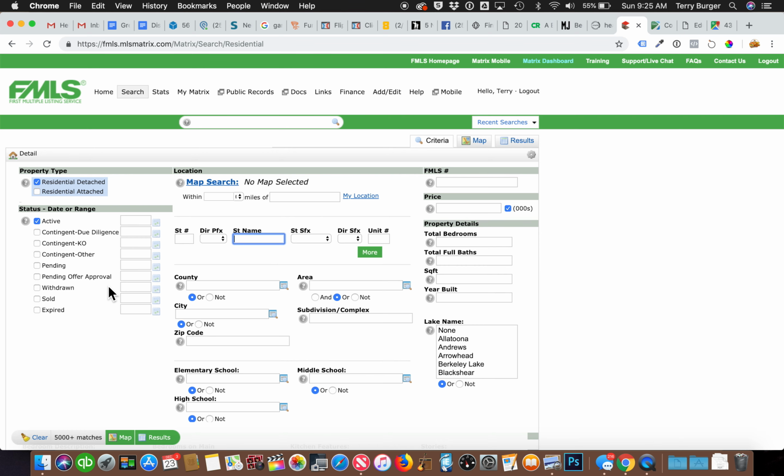The first thing I'm going to look at is public records, and CoreLogic has a product called Realist.